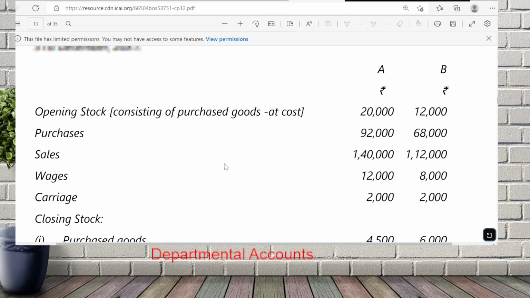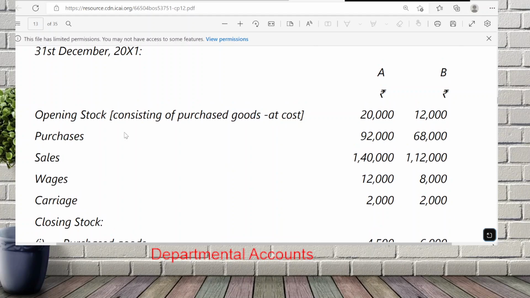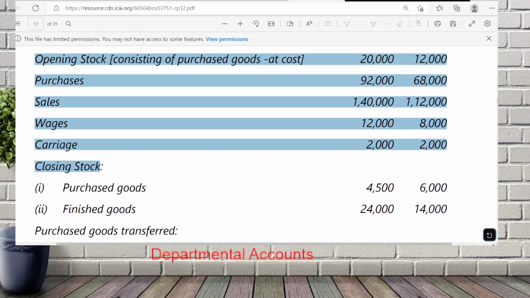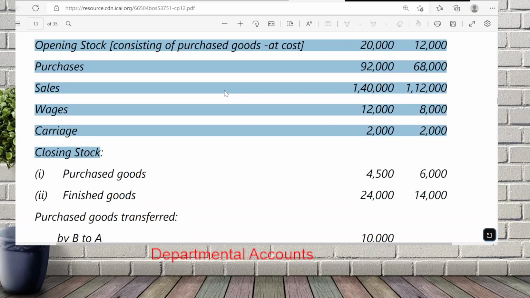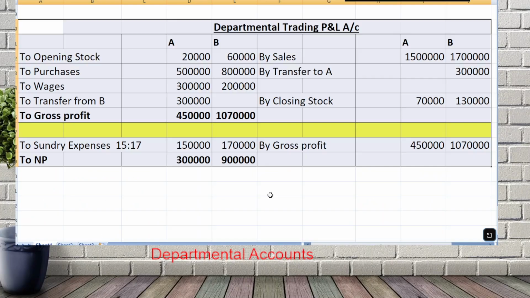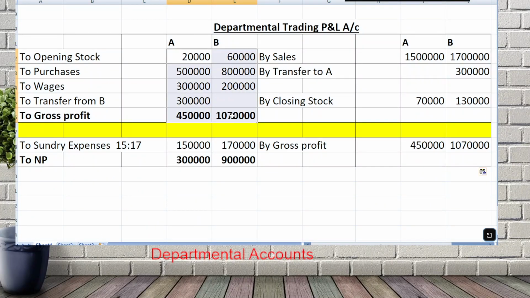You do it first, then I will wait. Find out the gross profit. Record all these things: opening stock, purchases, sales, wages, closing stock. Then we'll record the transfers. Have you recorded? Now tell me, what are the departments? Department A, B. Done.